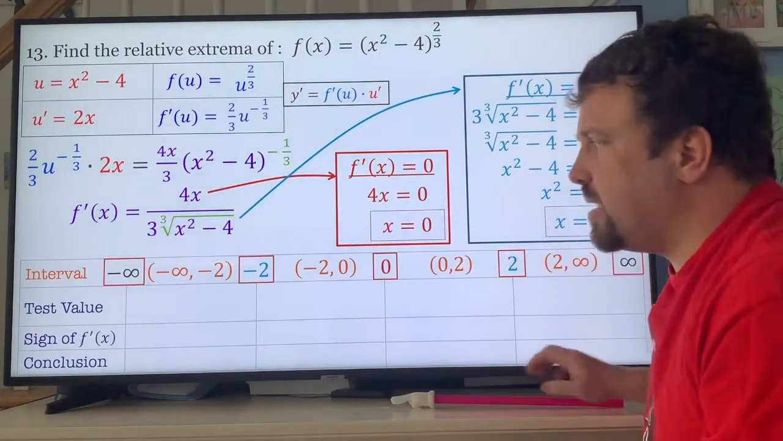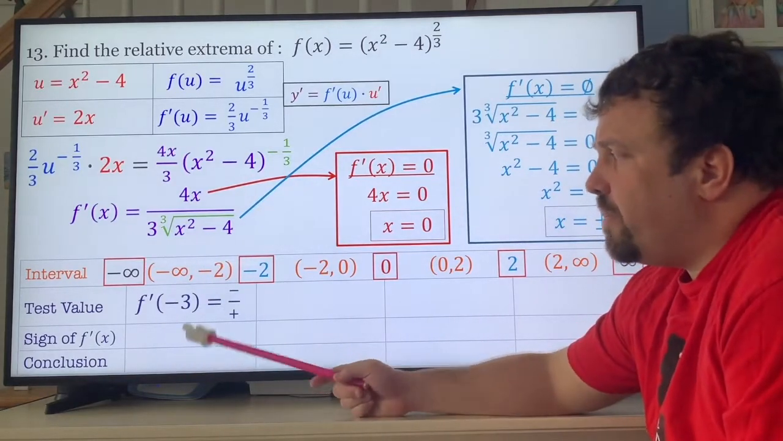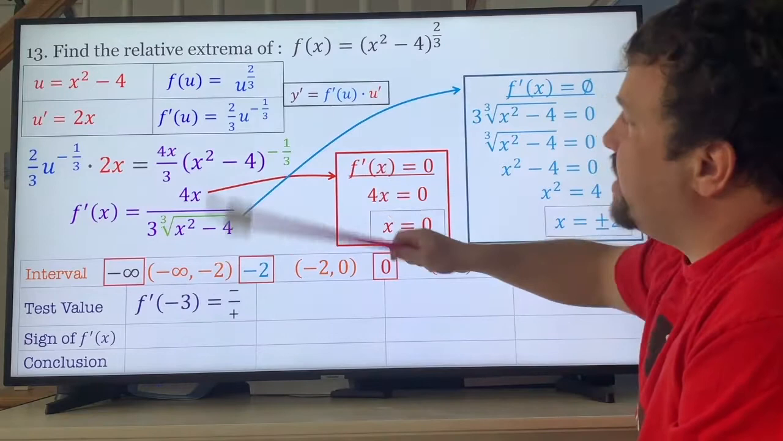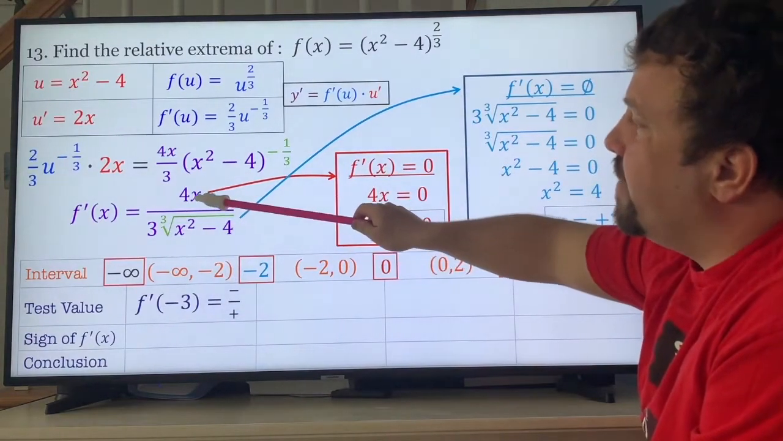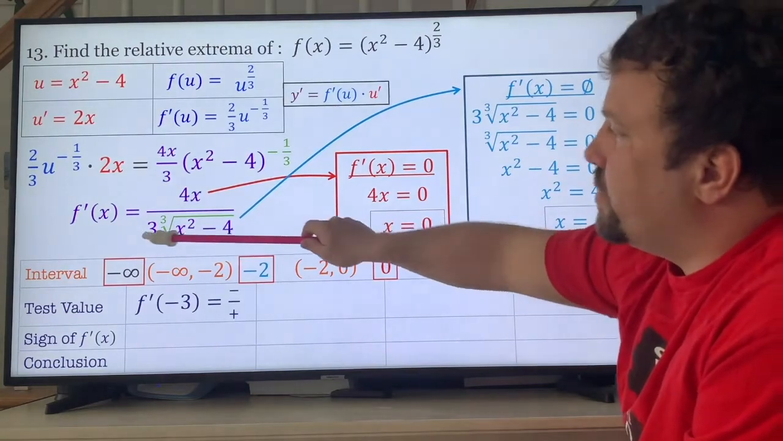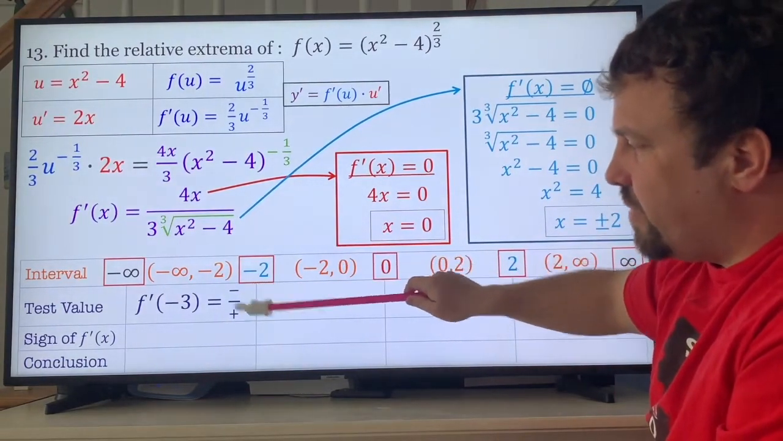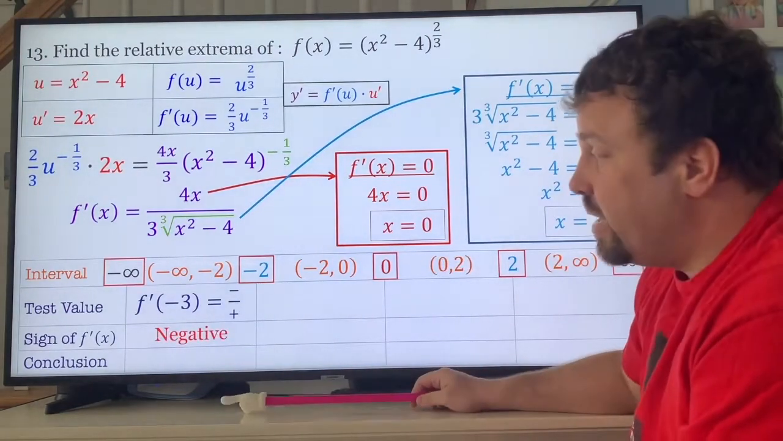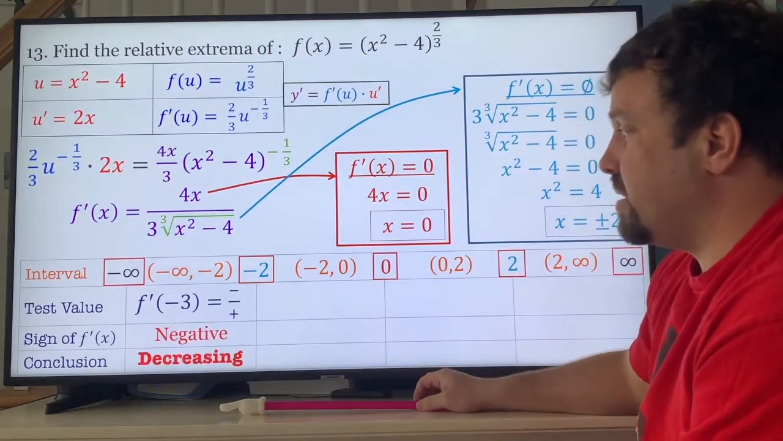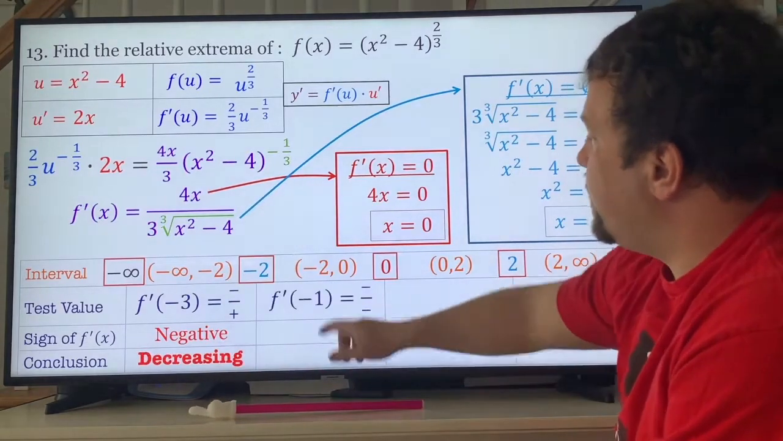All right, once you've got these set up, test a value between those two: negative 3. Now, I don't even care what the actual answer is. When I type negative 3 in here, I get negative 12 over 9 minus 4, which is 5. So 3 times the cubed root of 5 is some positive number. The key here is a negative over a positive is a negative. Negative numbers are decreasing. Once again, the number doesn't matter. All that matters is the sign. Type in negative 1.